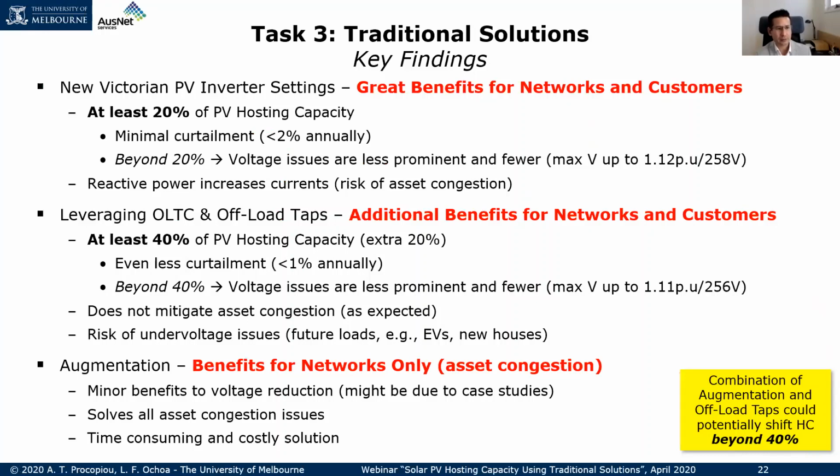And of course, similar to the previous bullet points, we can even go beyond 40%, as a matter of fact, if we are not that picky about the extra volts beyond the 253. So this is quite interesting and very, very promising results. Now, finally, in terms of augmentation, which is another traditional solution, there are benefits with respect to asset congestion. That means that in terms of voltages, we have seen very, very little. So overall, a combination of augmentation and offload tap changers, we believe is perhaps the best combination of solutions, of course, in the context of using the new Victorian inverter settings, and this can take us easily beyond 40%.